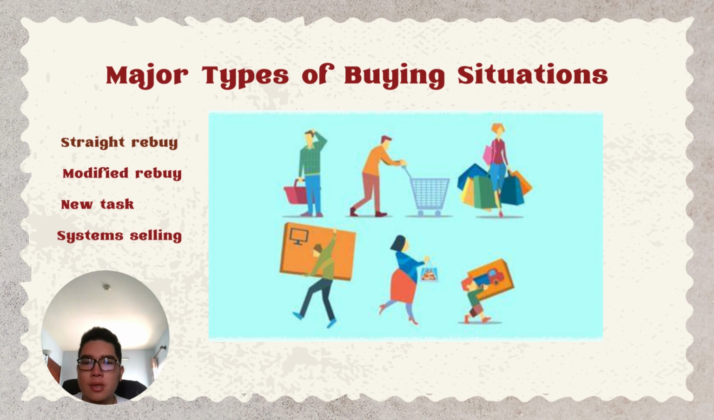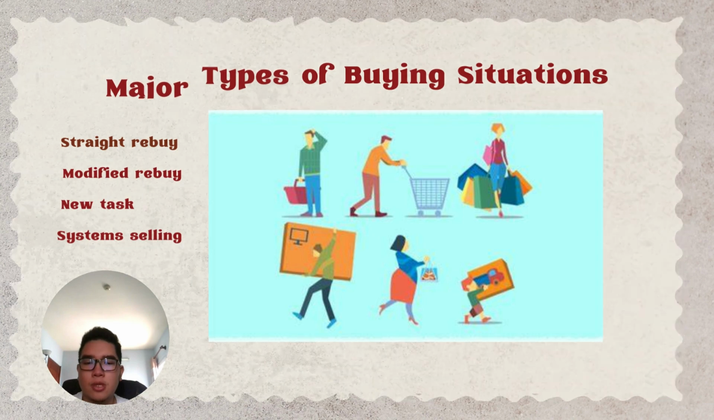Straight rebuy is a buying situation in which the buyer routinely reorders something without any modifications. Modified rebuy is a buying situation in which the buyer wants to modify product specifications, prices, terms, or suppliers. New task is a buying situation in which the buyer purchases a product or service for the first time. System selling is buying a complete solution to a problem from a single seller.